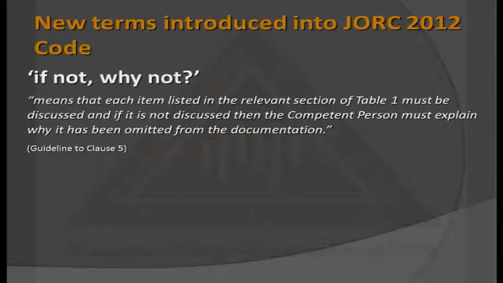Another new term, and a very, very important one in terms of the changes throughout the document, is this reporting on an if not, why not basis. The intent, of course, is to prevent misleading reports by omission. So all relevant aspects of Table 1 need to be reported against on an if not, why not basis. And if you don't think that it's significant, then the competent person needs to make comment in the announcement.